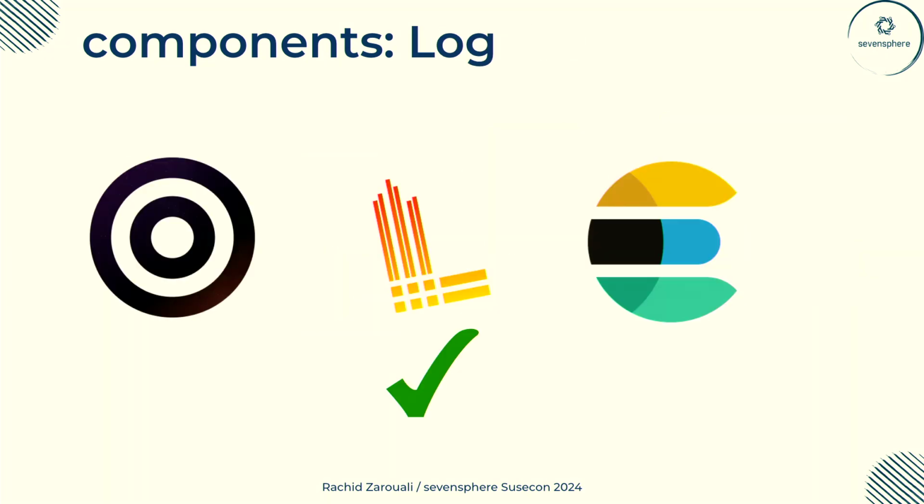Logs, this one on the far left is Victoria Logs, which is not yet GA, should be GA, I think in September, sorry. It's getting very interesting and promising. For now, we have chosen Loki for plenty of reasons. Loki has been here for quite a long time. There's a lot of features that have been built. Its integration and the way that you deploy Loki is very easy. The configuration is very straightforward. Again, we wanted to keep it simple.